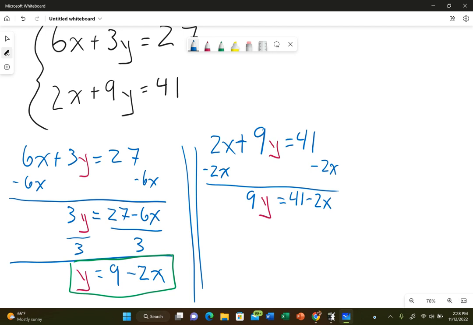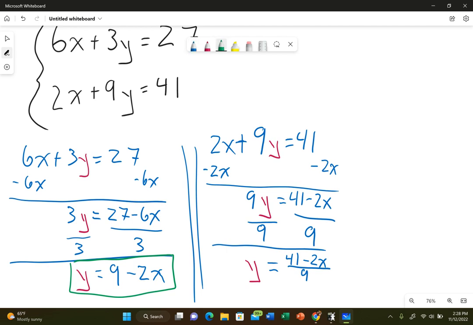9y, well, that's not y by itself. I got 9 of them, so I'm going to divide by 9. I'm also going to divide by 9 on this side. What am I left with on this side? I got y equals, well, 41 doesn't divide by 9. Neither does negative 2x. So this is what I'm going to write. I'm going to write 41 minus 2x divided by 9. I'm just going to leave it just like that.